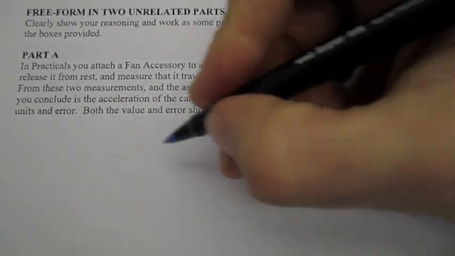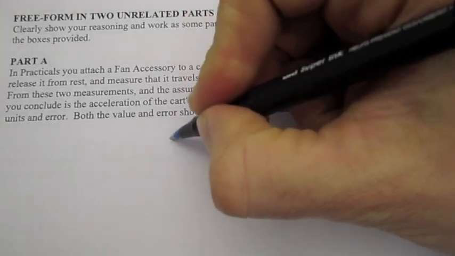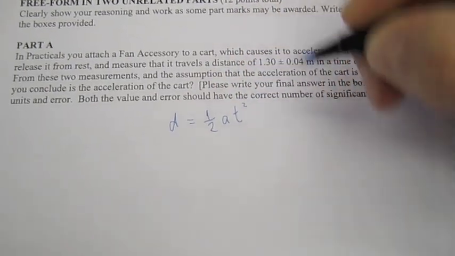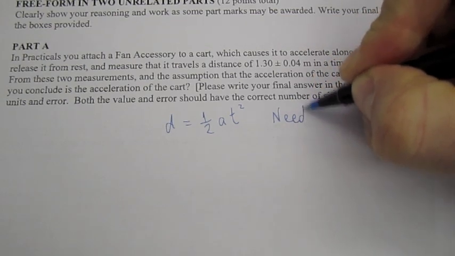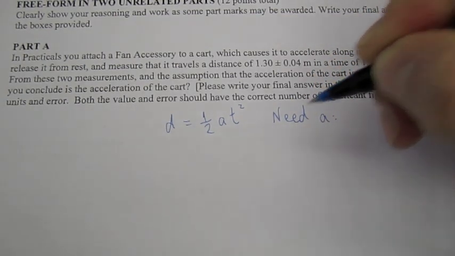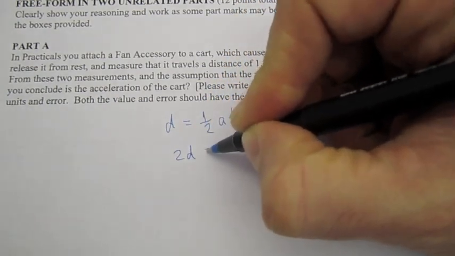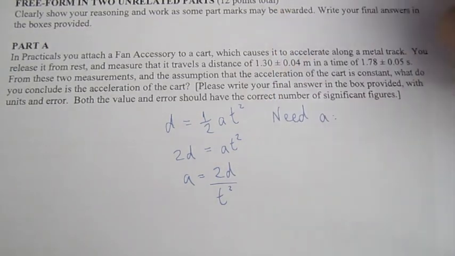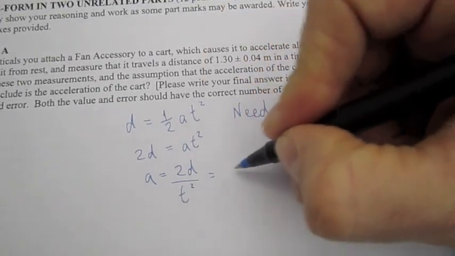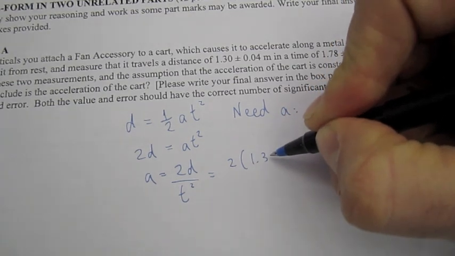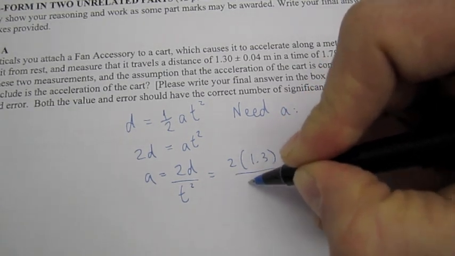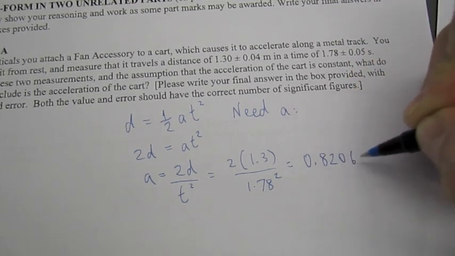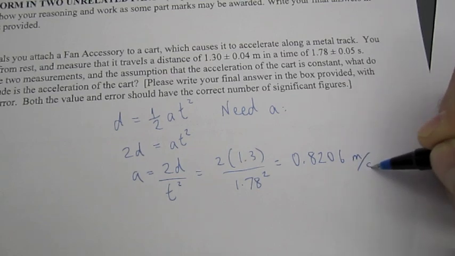Okay, so we know that if it's released from rest, the distance that it travels is equal to 1/2 a t squared. We need to solve for a, the acceleration of the cart, so we can do 2d is equal to a t squared, so a is equal to 2d over t squared. In our case that's equal to 2 times 1.3 divided by 1.78 squared, so it's equal to 0.8206, and the units are meters per second squared.